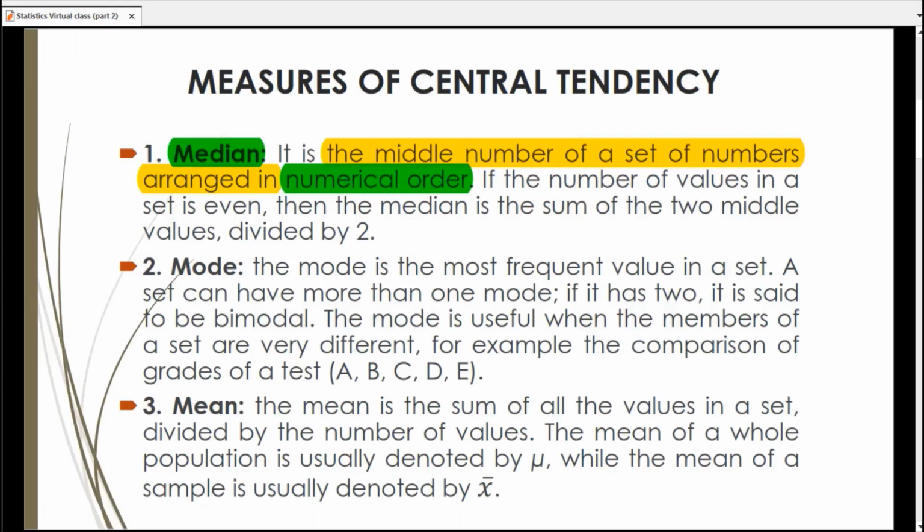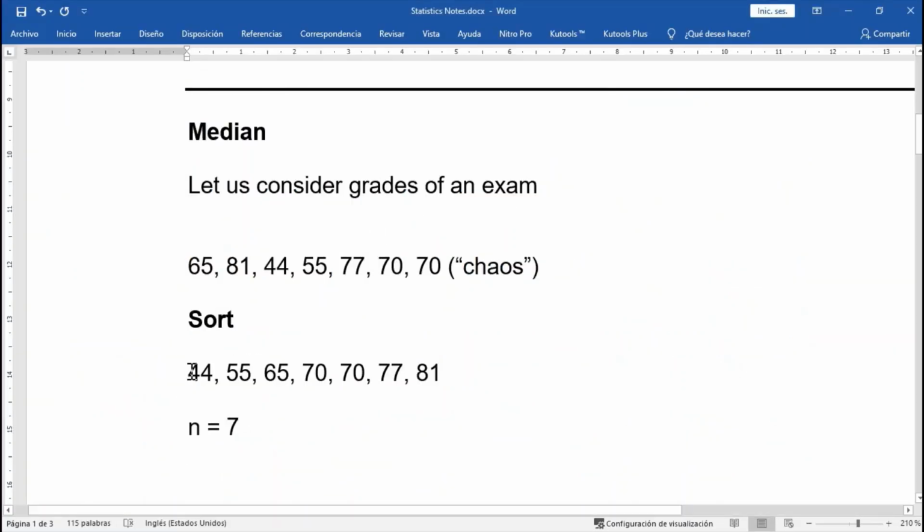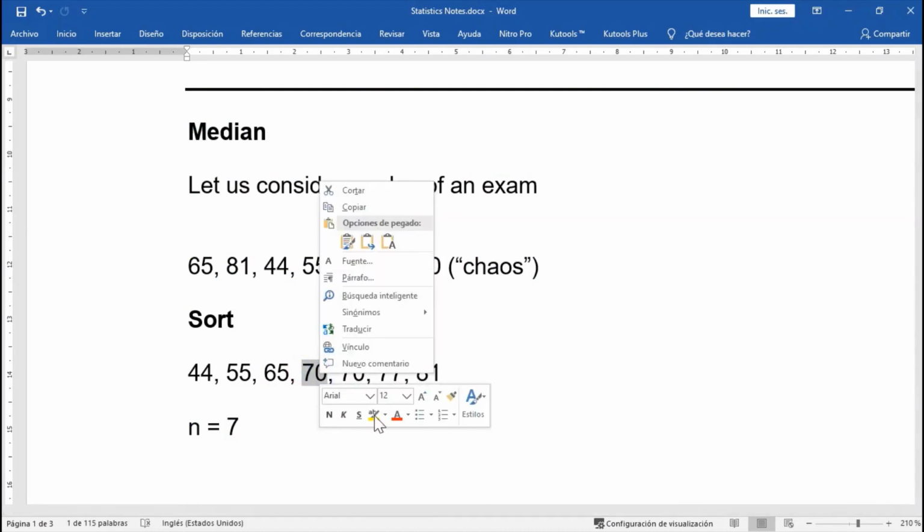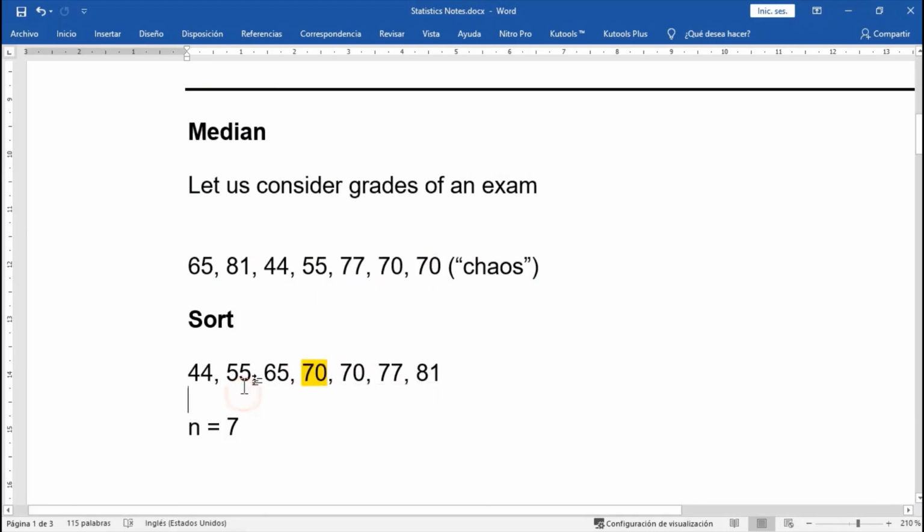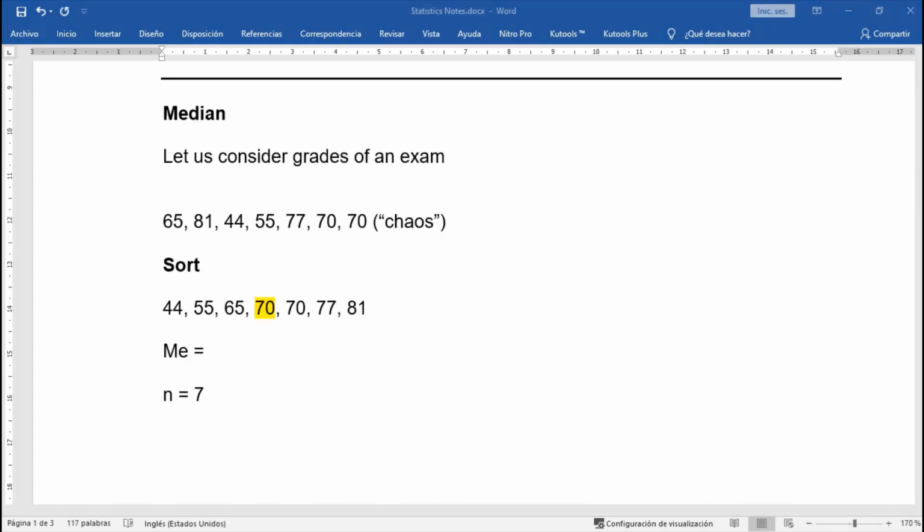Let's go back to the presentation. So it says it's the middle number. For example, here, after ordering, we can identify that the middle number is 70, right? So we have already identified the median. The median equals 70, actually. So that would be the median. Remember, the middle number after this numerical order.